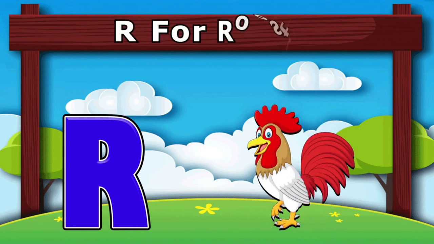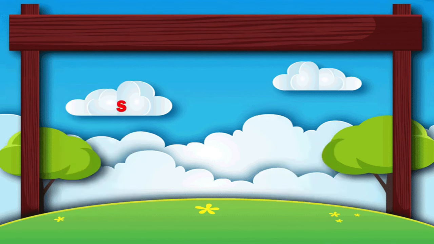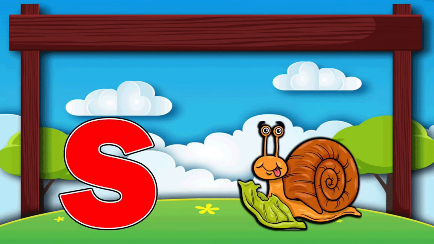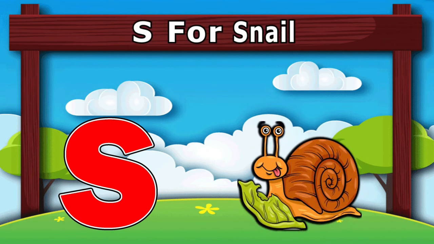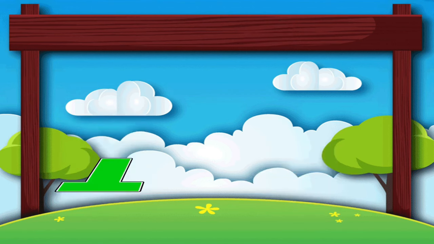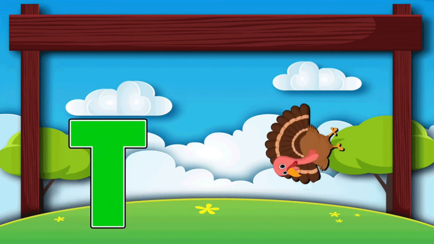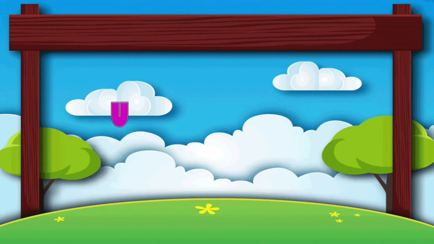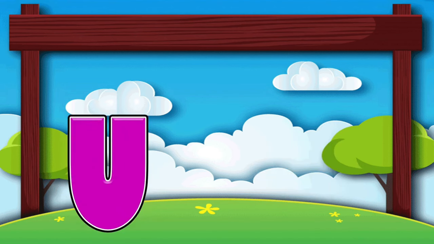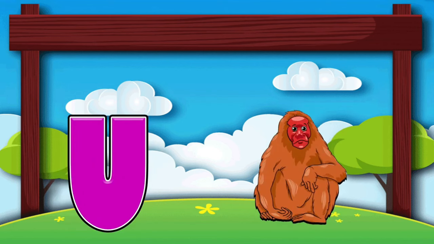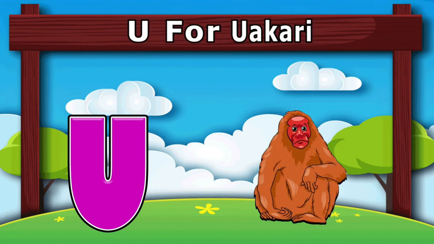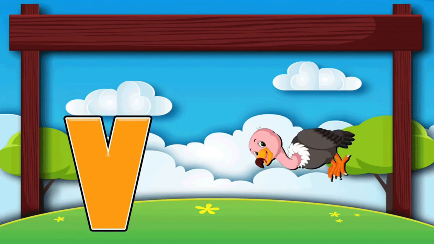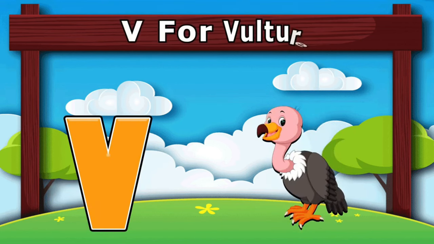R. Rooster. R for rooster. S. Snail. S for snail. T. Turkey. T for turkey. U. Eukaryote. U for eukaryote. V. Vulture. V for vulture.